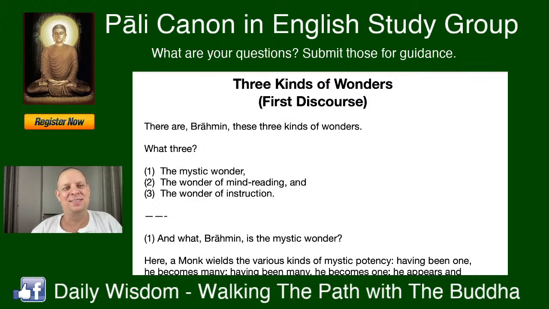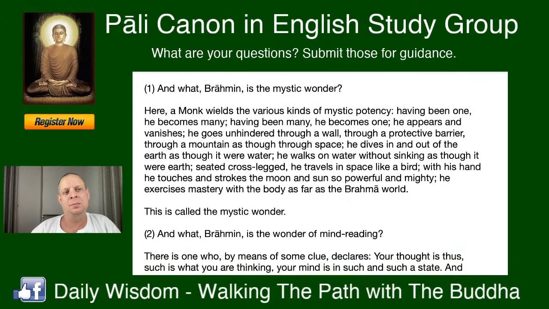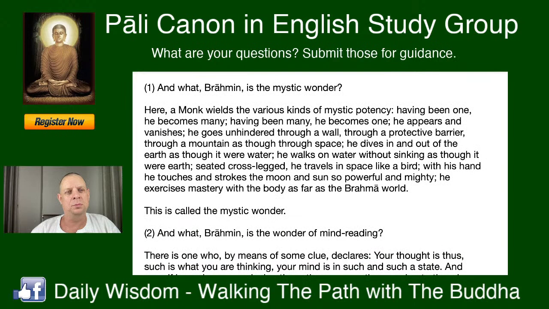Three kinds of wonders. First discourse. There are, Brahman, these three kinds of wonders. What three? One, the mystic wonder. Two, the wonder of mind reading. And three, the wonder of instruction. One, and what, Brahman, is the mystic wonder?